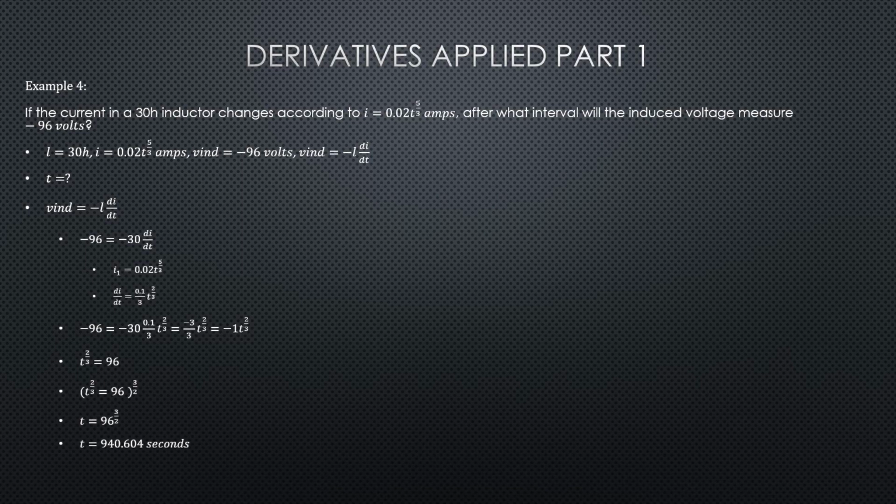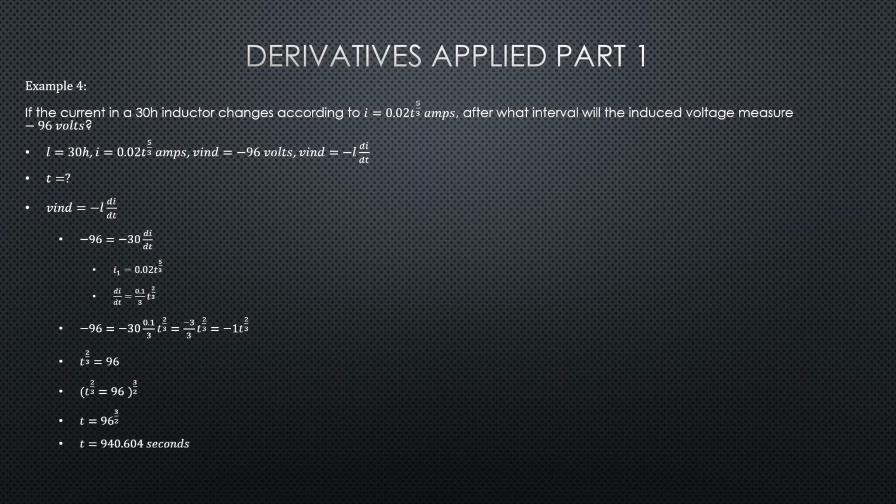So we've got a formula. V induced is equal to negative L di/dt. So we put in the V induced of negative 96 volts is equal to negative, our L is 30 henries, negative 30 times di/dt. Take the derivative of I, get di/dt, put that into the formula, and now we end up with t to the 2/3 is equal to 96.